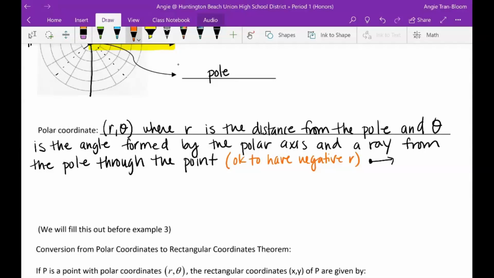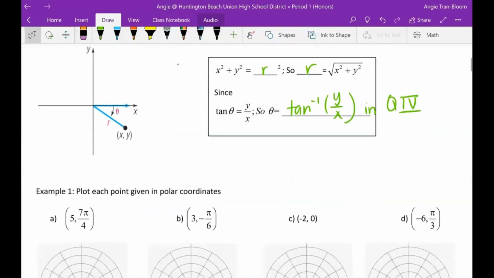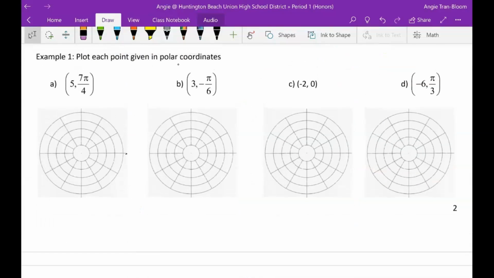So that leads me to example 1. Go ahead and go all the way to example 1. Don't worry about the other ones. We will do those later. Example 1. Plot each point given in polar coordinates.